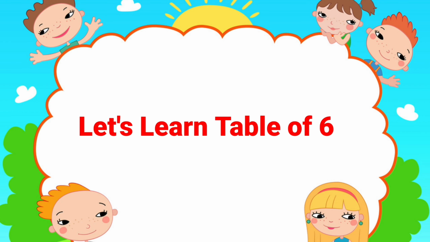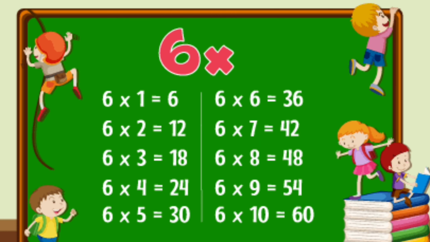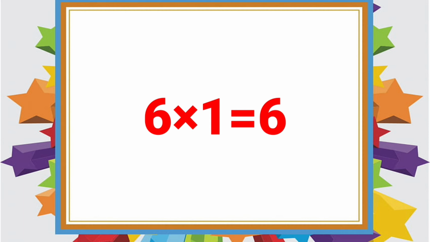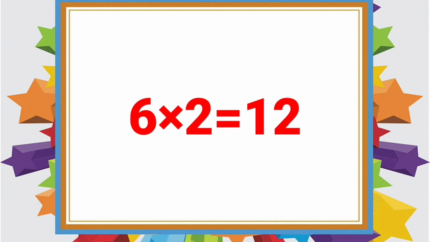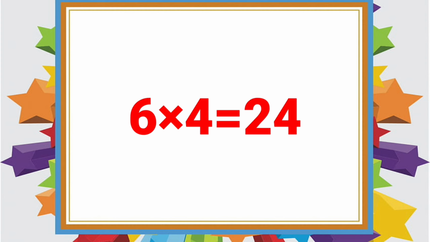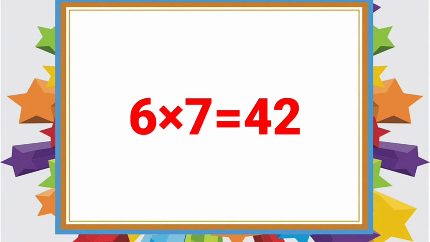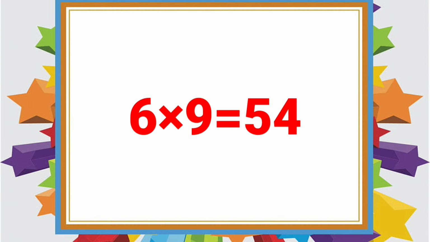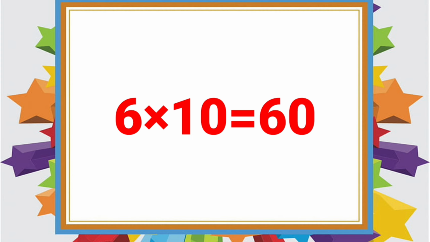Let's learn table of 6. 6 ones are 6. 6 twos are 12. 6 threes are 18. 6 fours are 24. 6 fives are 30. 6 sixes are 36. 6 sevens are 42. 6 eights are 48. 6 nines are 54. 6 tens are 60.